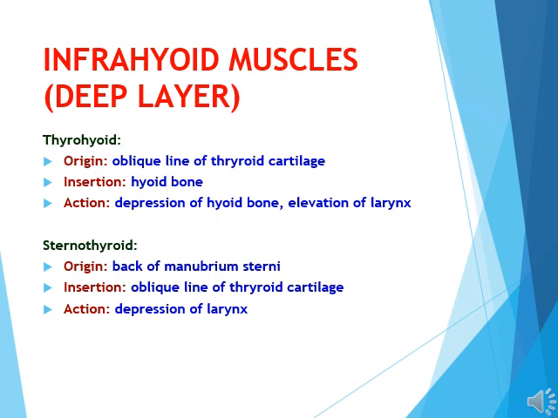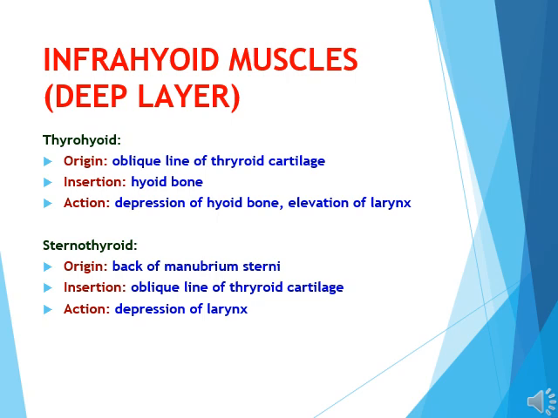Unlike its superficial counterparts, the thyrohyoid has a dual action. It depresses the hyoid bone and elevates the larynx. This elevation is particularly important during swallowing, helping to close the laryngeal inlet and protect the airway. Functionally, it acts as a bridge between the infrahyoid and suprahyoid systems, modulating both hyoid and laryngeal position with precision.